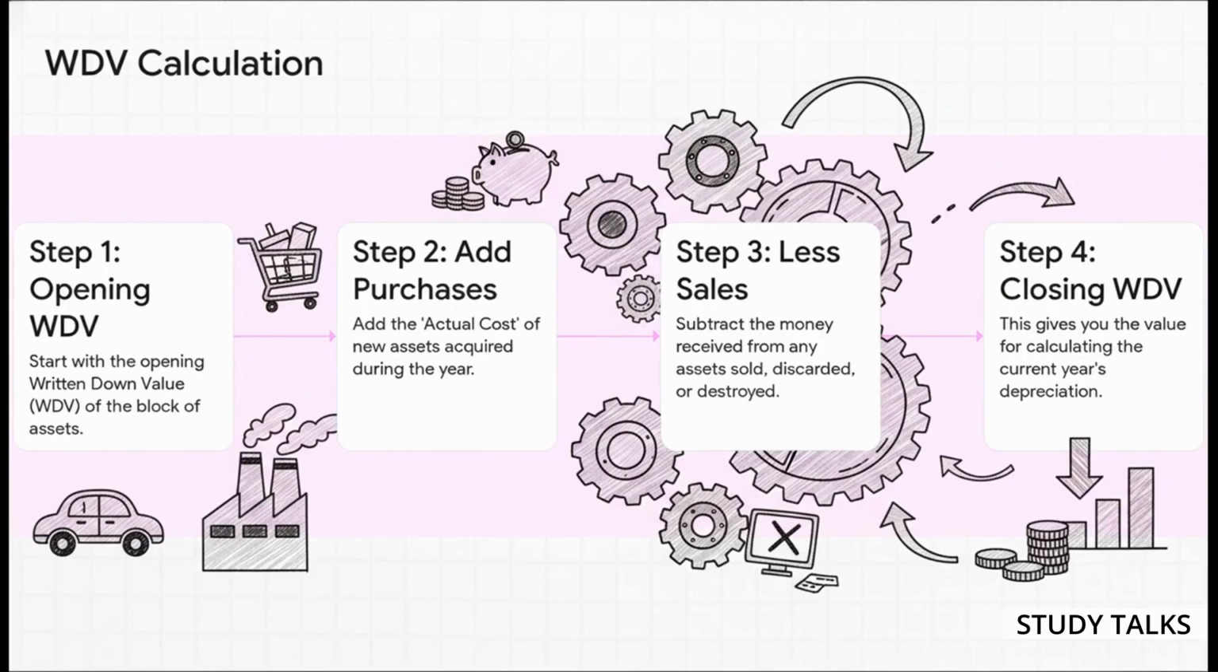Now, this four-step WDV formula, this is the engine for every single depreciation problem you will ever see. You start with the opening WDV, you add the cost of new assets, you subtract any money from sales, and that gives you your closing WDV. This sequence is absolutely non-negotiable. So why does this matter in the exam? Simple. You get this formula wrong, and your entire answer collapses. It's the very first domino to fall.